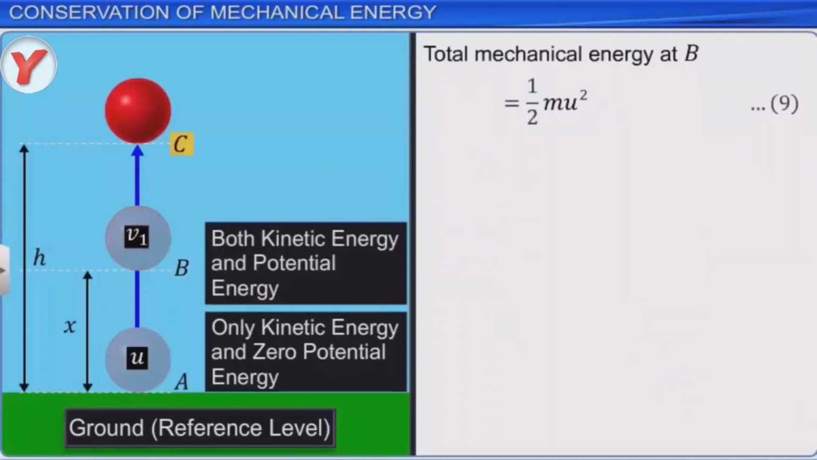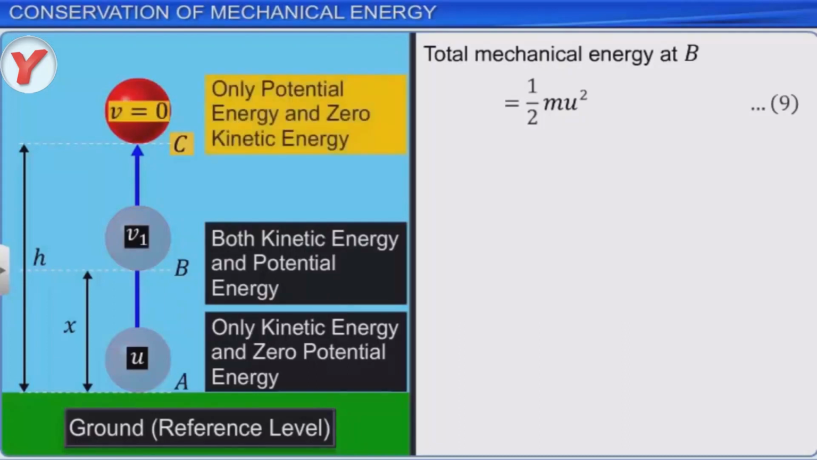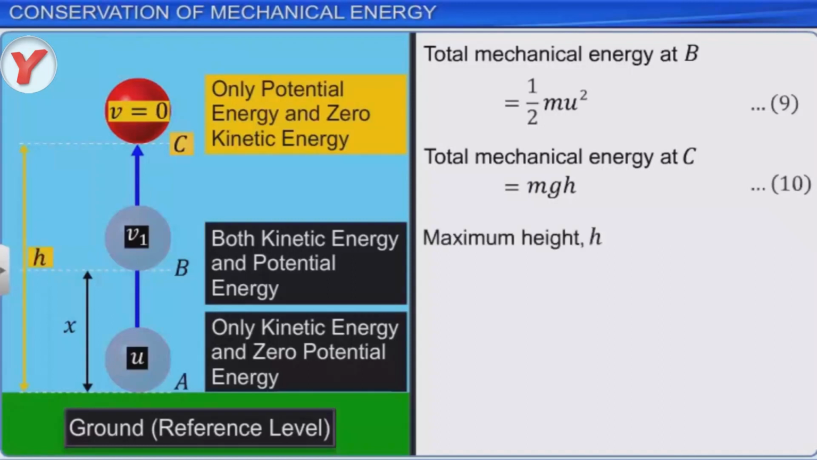When the body reaches point C, that is, the maximum height, it has only potential energy and zero kinetic energy, as the velocity at this point V is zero. Its total mechanical energy at C is denoted by mgh. Let this be equation 10. We learnt earlier that the maximum height h reached is denoted by the expression u square by 2g. Let this be equation 11.